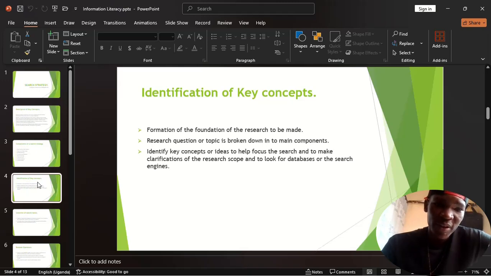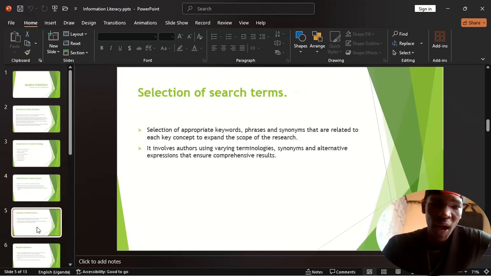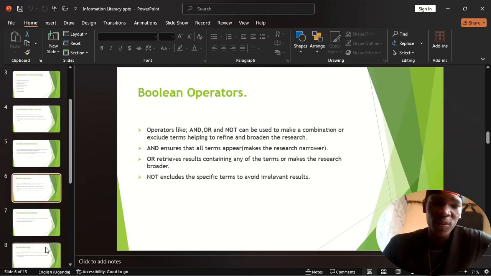In the previous video, I went through the identification of key concepts. I hope all of you understood what to do with the identification of the key concepts. I also went through the selection of the search terms. I think most of you went through that and saw the most important things there. So in this video, we are going to look at what are called the Boolean operators.